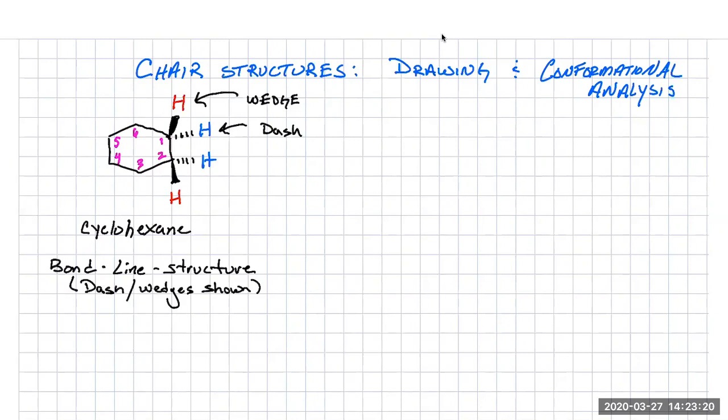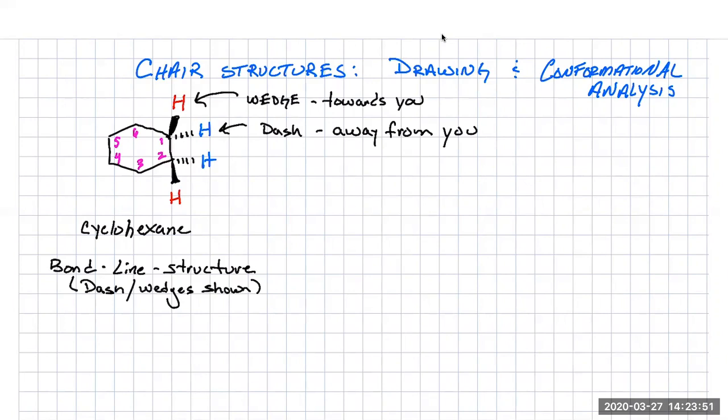So there are wedges. Wedges are towards you, and there are dashes. These are away from you. And cyclohexane is all carbons and hydrogens. There's no other substituents on the ring, but we'll look at a derivative of cyclohexane in a moment. If you think about the bond line structure, it appears that the ring itself is planar.